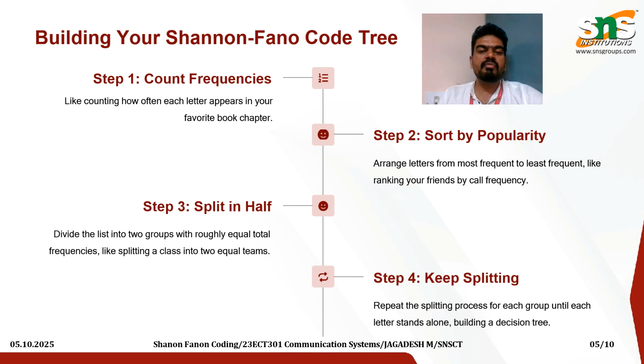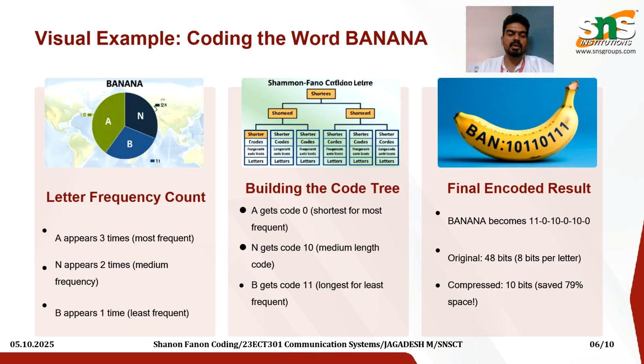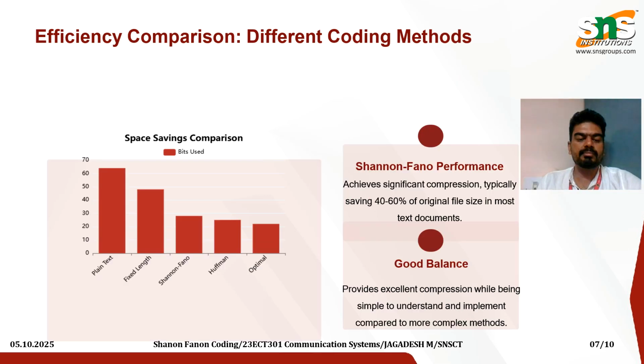In building the Shannon-Fano code tree, we have four steps. First step is count frequency. Second step, sort by popularity. Third step, split in half. Fourth step, keep splitting. And a visual example: coding the word banana, right? In banana, the letter A appears three times, N appears two times, and B appears one time. So the most frequent letter is A, medium frequency is N with two times, and the least frequent is B. Likewise, we can order it and code accordingly. This is the logic behind Shannon-Fano coding.